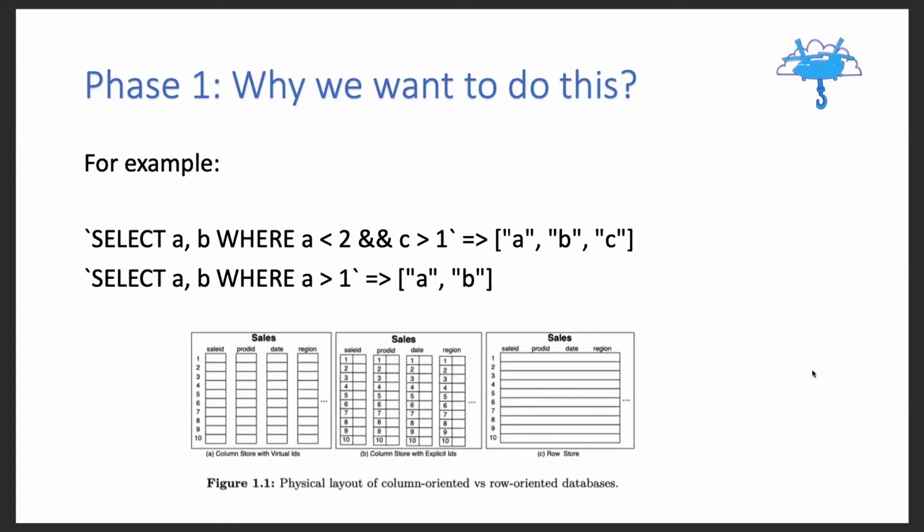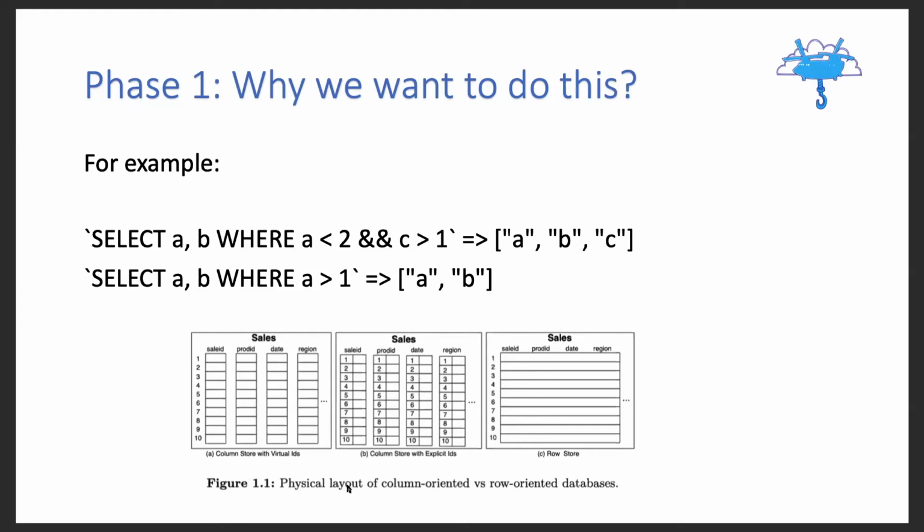So for example, when we want to do a query like select columns A and B where A is less than 2 and C greater than 1, such simple query operations. Here we only want to get the result of columns A and B, but we actually need column C for the filtering. So actually we will need to use 3 columns, A, B, and C.